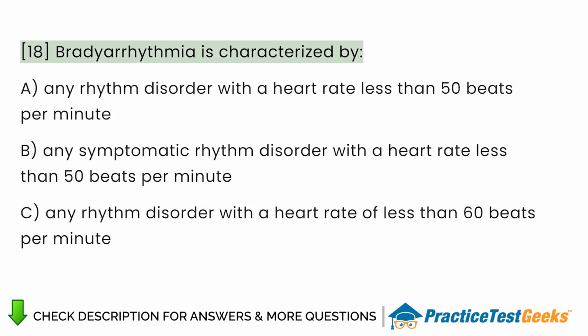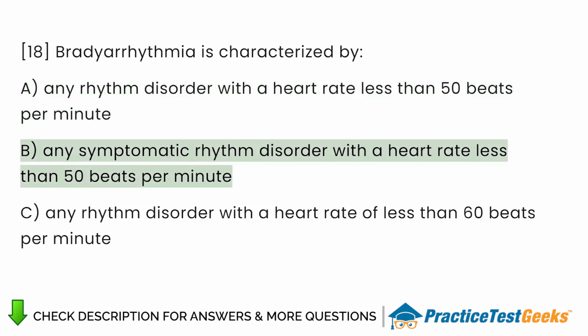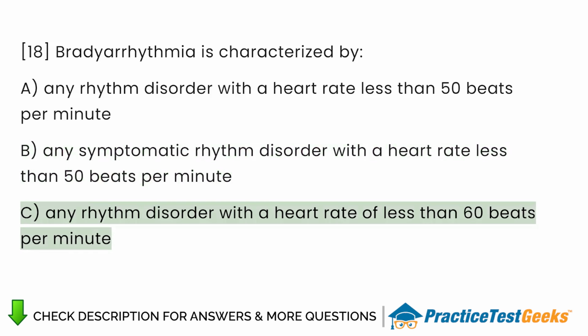Bradyarrhythmia is characterized by A. Any rhythm disorder with a heart rate less than 50 beats per minute. B. Any symptomatic rhythm disorder with a heart rate less than 50 beats per minute. C. Any rhythm disorder with a heart rate of less than 60 beats per minute.